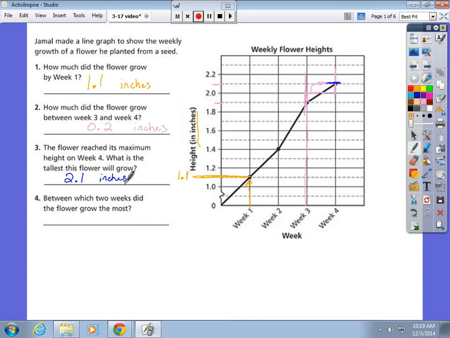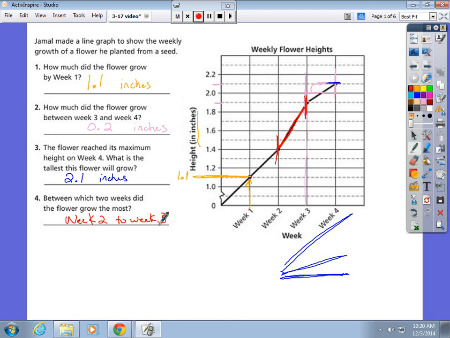Between which 2 weeks did the flower grow the most? Well, remember we talked about this. If a line is like this, that has very minimal growth, if at all. That's pretty level. Then now here we got a little bit more growth. And now look at this. That's great growth. Look how steep that line is. So the steeper the line, the more growth. Looking at my graph here, I can easily see that my steepest point is this section of the line right here. So going from week 2 to week 3.